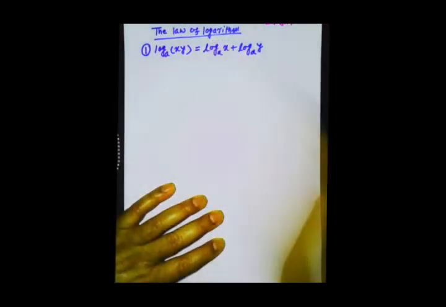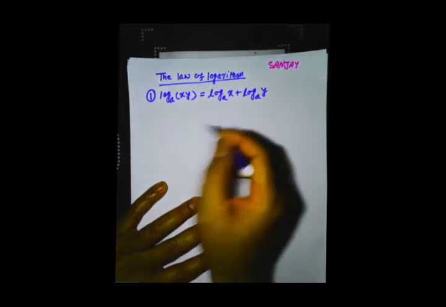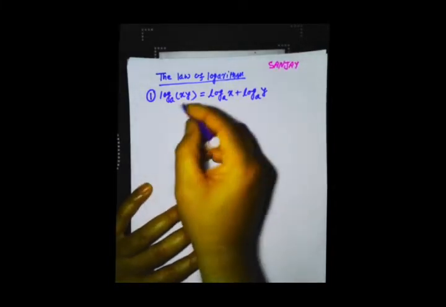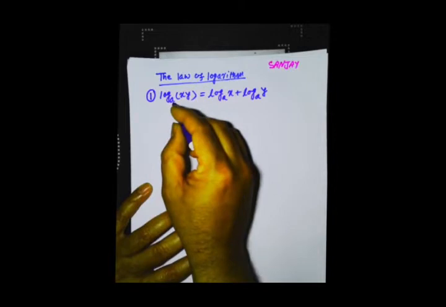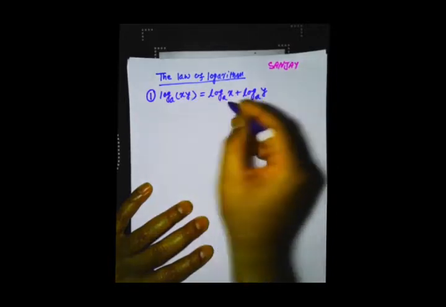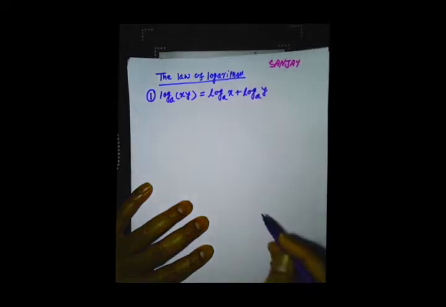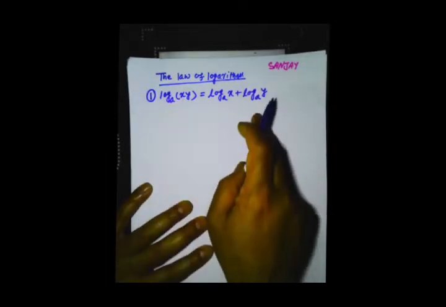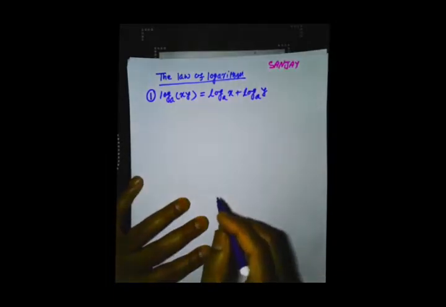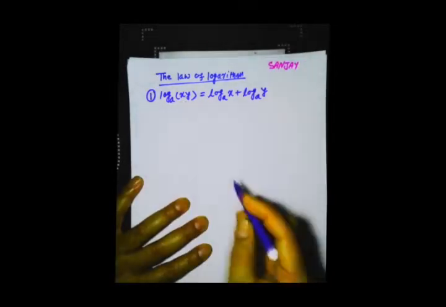Thank you. Okay, we shall now discuss the law of logarithm. So you can see that this is the law of logarithm. For the product of numbers x and y, log of xy to base a equals log of x to base a plus log of y to base a. This is one of the laws of logarithm, and it is good to understand the proof of how the left side equals the right side.